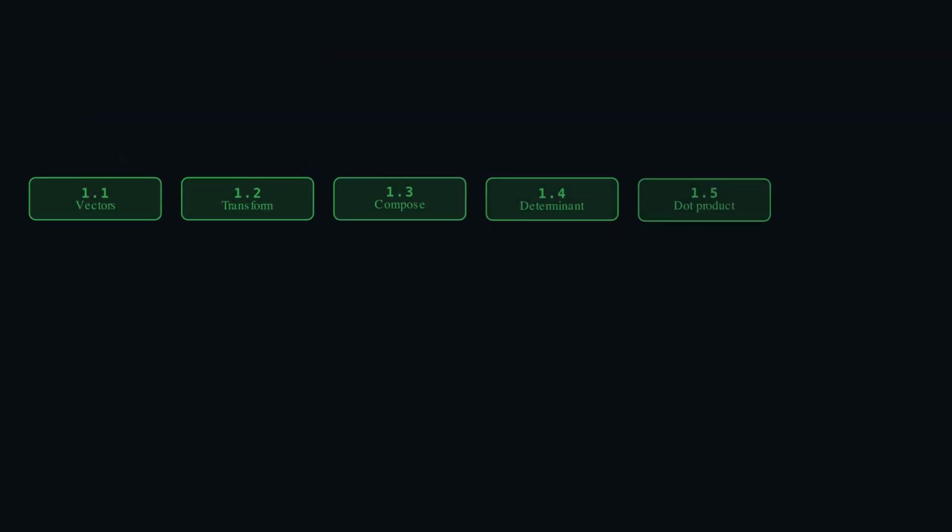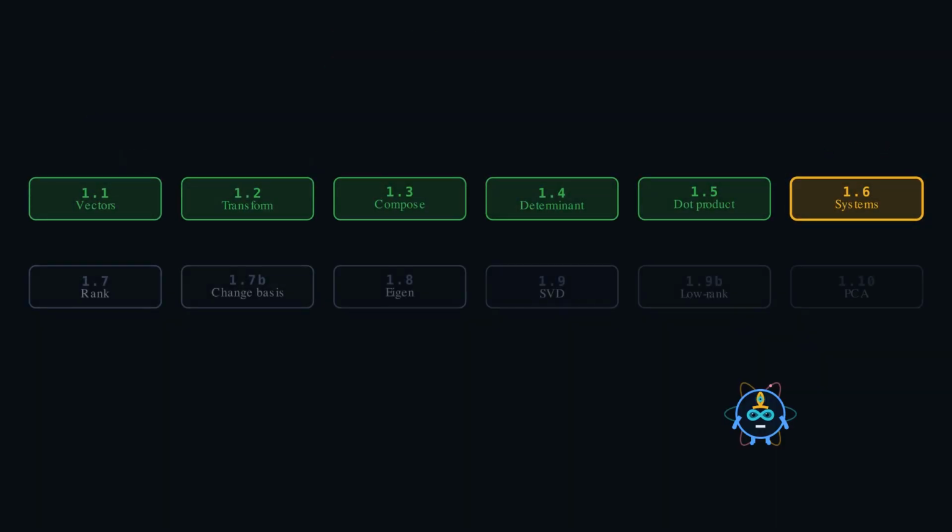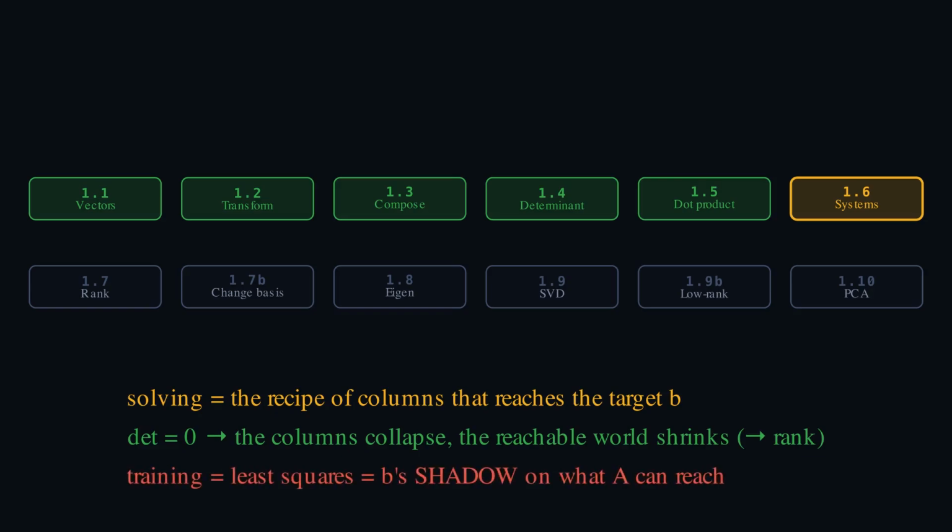The map: vectors, transformations, composition, the determinant, the dot product, and today the equation they were all building toward. Ax equals b. You are here. What it buys you. Solving is finding the recipe of columns that reaches the target. Determinant 0 means the columns collapsed and the reachable world shrank. And when no recipe is exact, training takes the shadow, the closest reachable point. That is what fitting a model is.